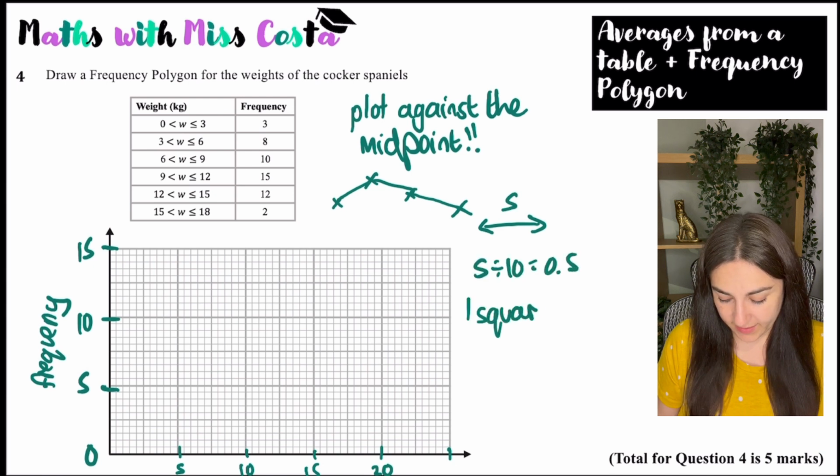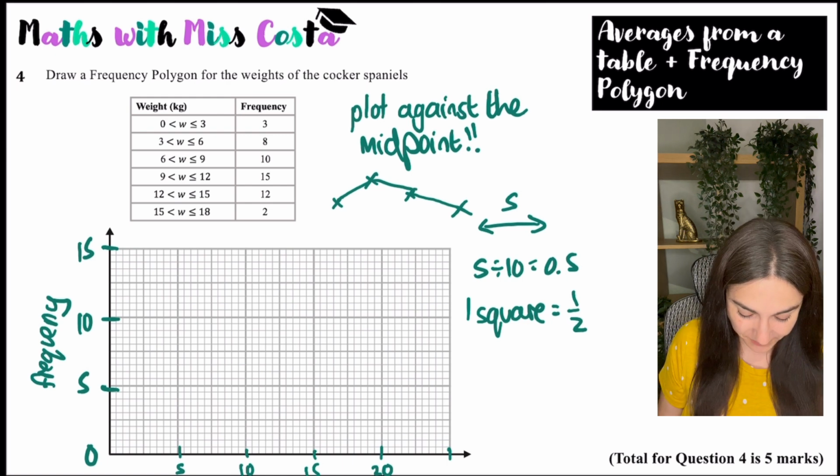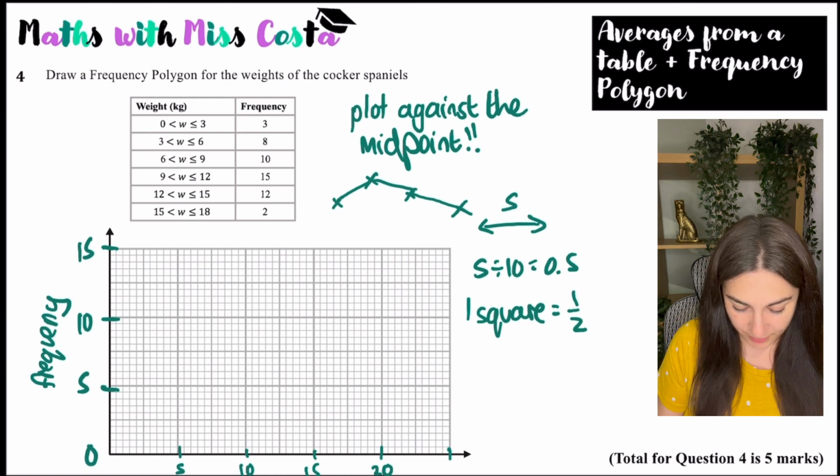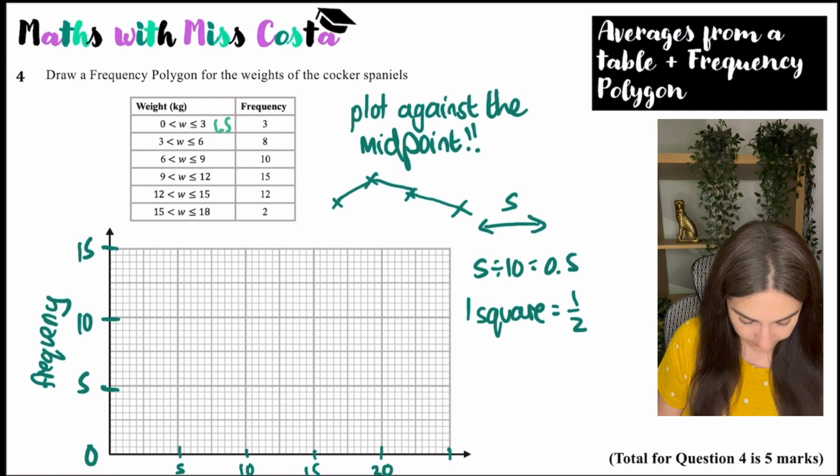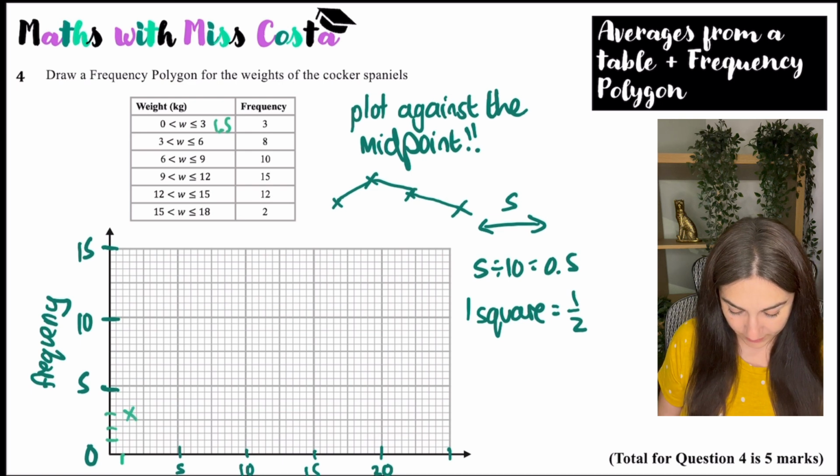So 1 square is half of a puppy. So let's start plotting. Remember, against the midpoint, so that would be 1.5. 1.5 would be here, and then 1, 2, 3. This is a lot easier when you're on paper. So 1.5, 3 would be there.